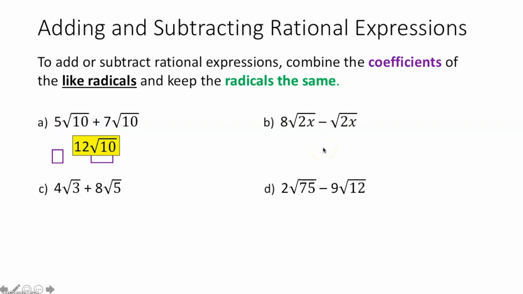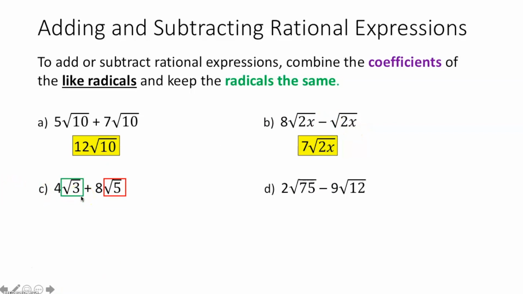Over here, do we have like radicals? Yes, rad 2x and rad 2x, they match. So our answer is going to be something rad 2x. Now, what is that something? Well, the coefficients are 8 and -1. Because there's nothing here, that's just -1 rad 2x. That's how you look at it. So what's 8 minus 1? That's going to be 7.